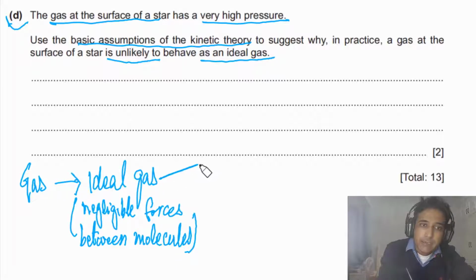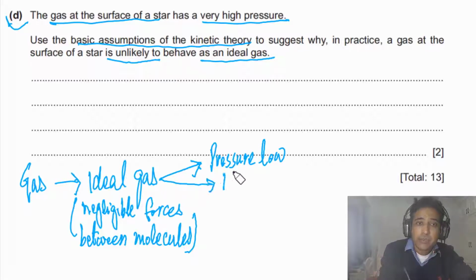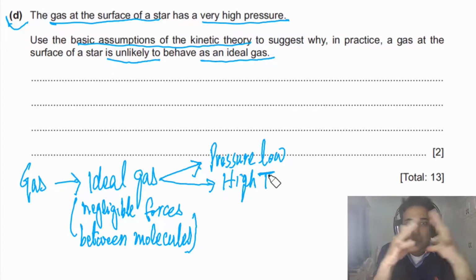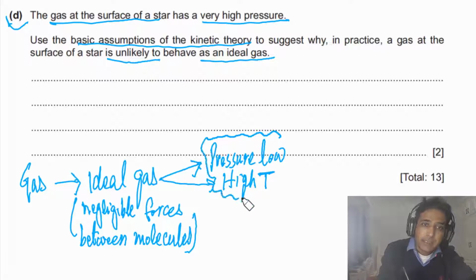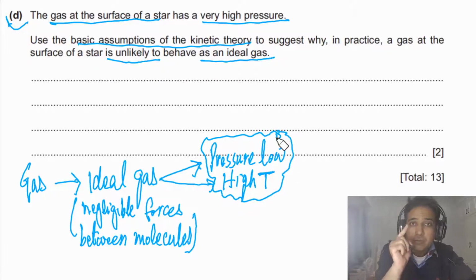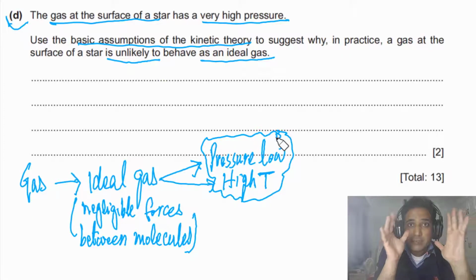And a gas can behave as an ideal gas if pressure is low and temperature is high. High temperature means molecules have higher kinetic energies, so they are away from each other. So in that case, the volume of the molecules is negligible as compared with the volume of the gas. So gases behave as ideal gases at low pressure and high temperature. But if pressure is high, gases do not behave as an ideal gas.